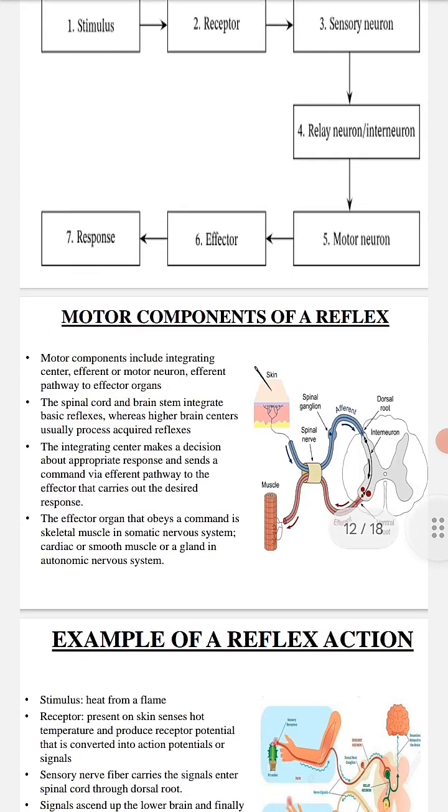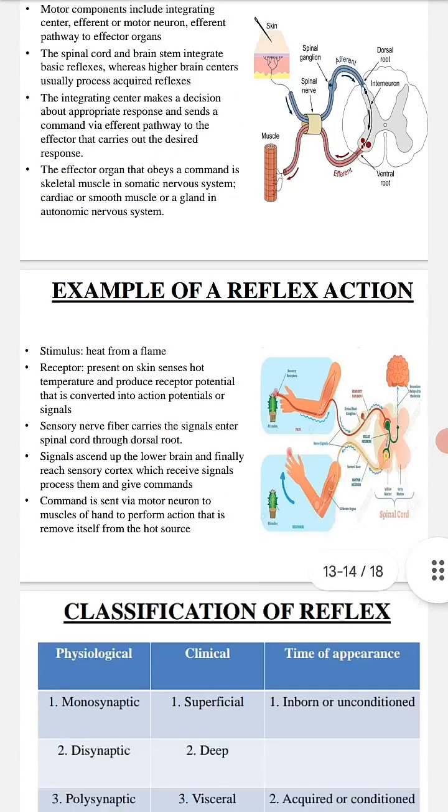Motor component of a reflex. Motor component includes integrating center, efferent or motor neuron, and efferent pathway to the effector organ. The spinal cord and the brain stem integrate basic reflexes, whereas the higher centers usually process acquired reflexes. The integrating center makes a decision about the appropriate response and sends a command via efferent pathway to the effector organ that carries out the desired response. The effector organ that obeys a command is skeletal muscle in the somatic nervous system, or cardiac or smooth muscle, or a gland in the autonomic nervous system.